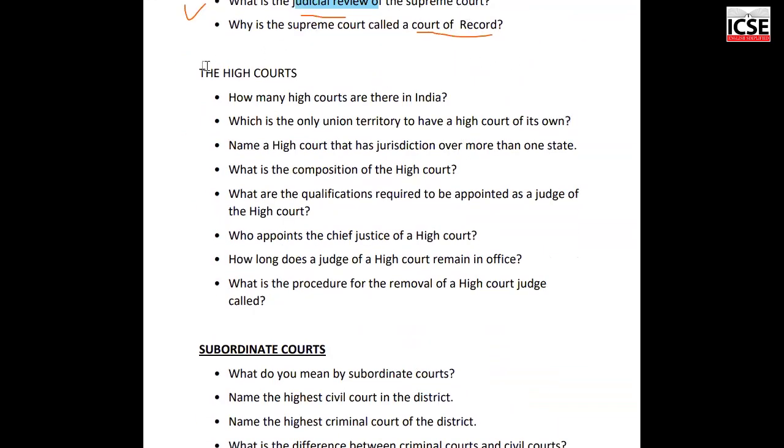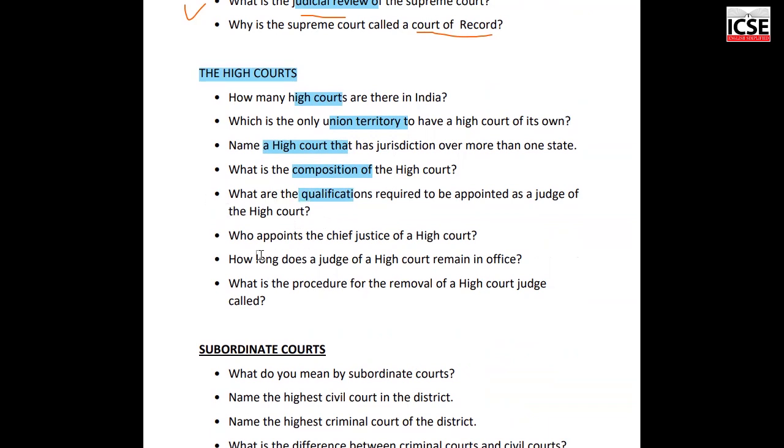Okay. Finally, we come to high courts. Now, when you talk about high courts, how many high courts are there in India? You should know this, which is the only union territory to have a high court of its own. That's Delhi. Name a high court that has a jurisdiction over more than one state. You can write the High Court of Bombay. Then the next question is composition of the High Court. Composition of the High Court is the Chief Justice and other judges as specified by the Parliament. Also mention that the composition of the High Court varies from one state to another depending upon the population of the state.